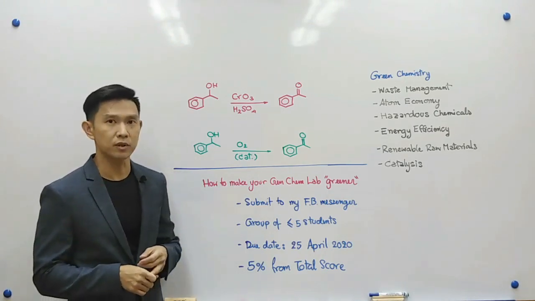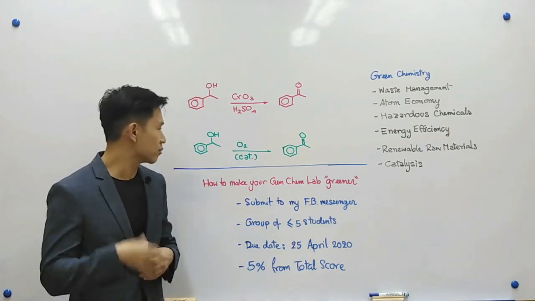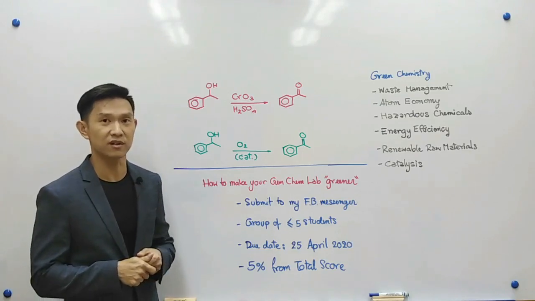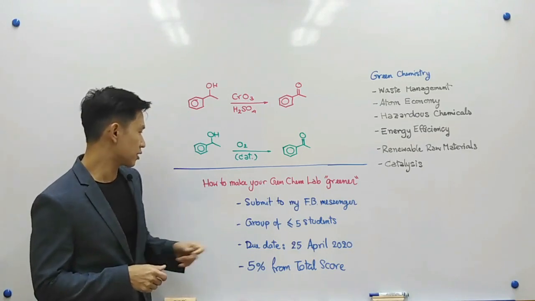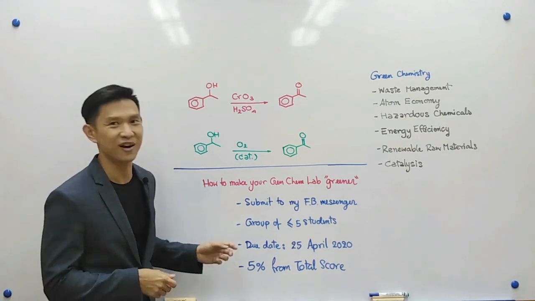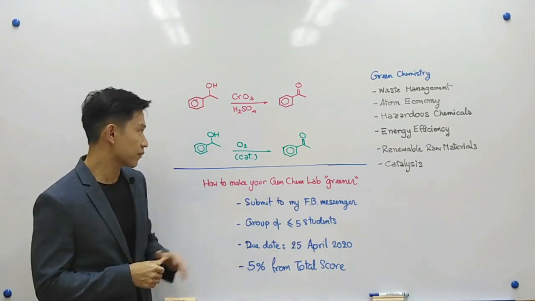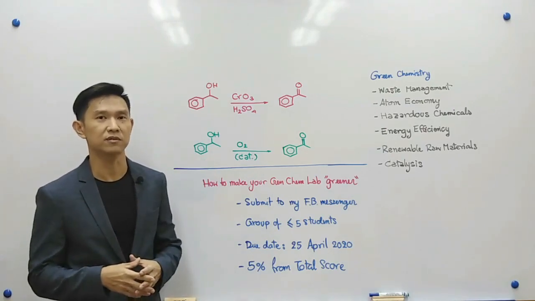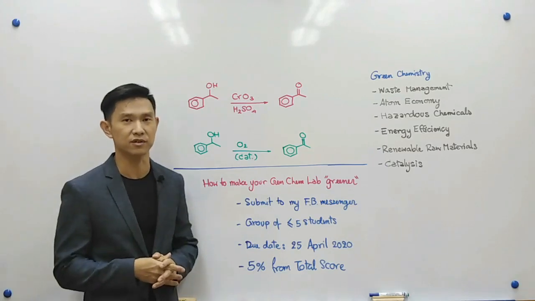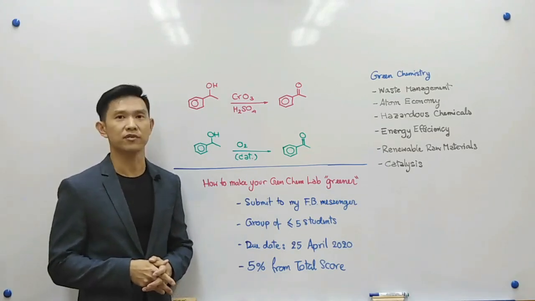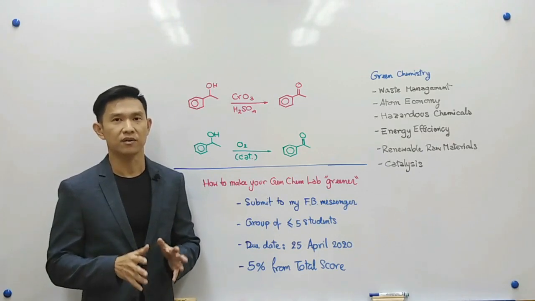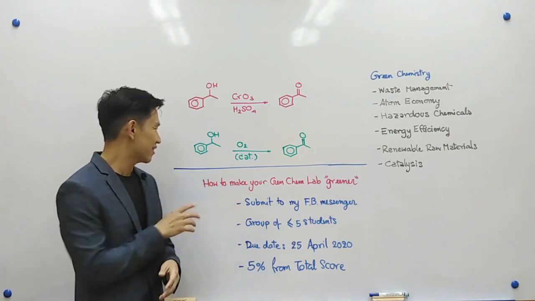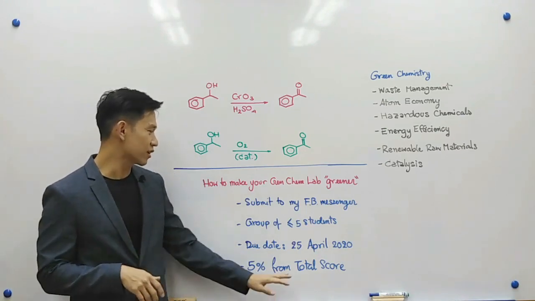I will let you do it in groups of not more than 5 students. If you prefer to do it alone, you can. The due date is on my birthday, actually, the 25th of April, and this work is worth 5% of the total score. So it's quite important to your grade. So that's all about green chemistry. Now I've finished green chemistry here. I leave everything to you, and then I will give you 5%.